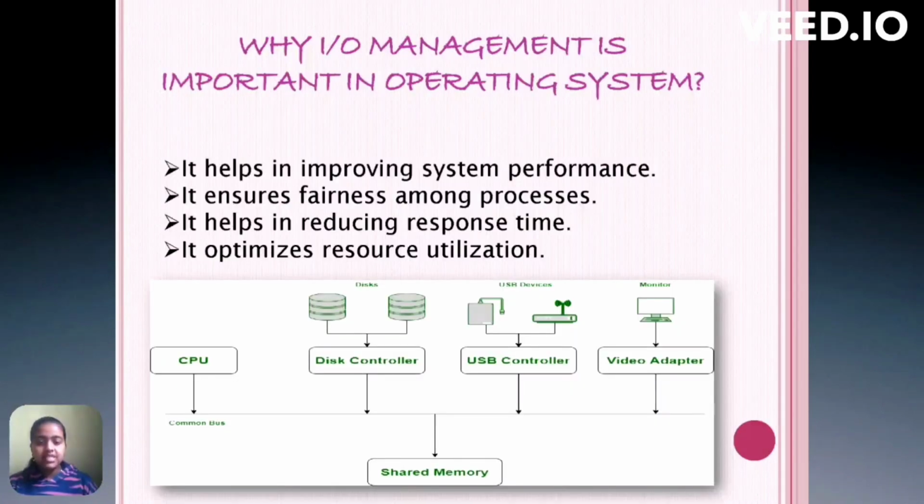At last, we will see why input output management is important in operating system. It helps in improving system performance, it ensures fairness among processes, it helps in reducing response time, it optimizes resource utilization.